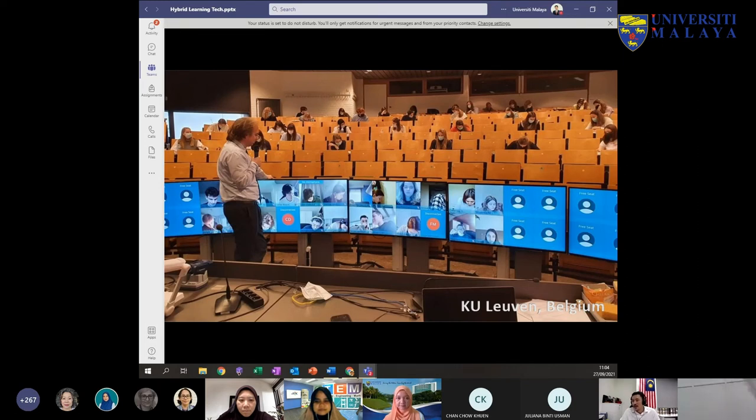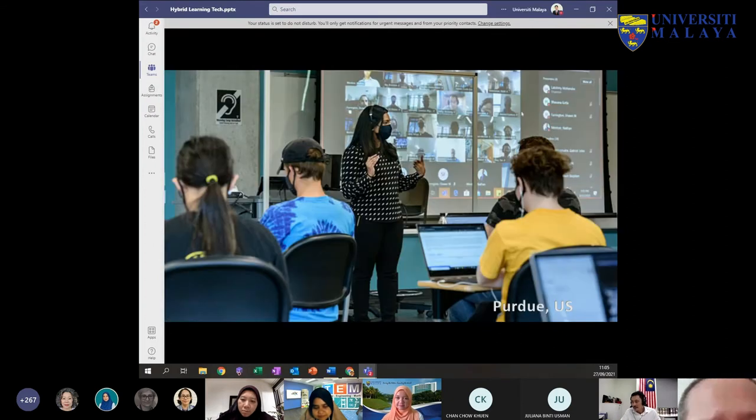So the remote learners are actually at the bottom tier, isn't it? Because if you put the remote learners at the top, too far away from the lecturers, then the lecturers will not be able to see the students, and then they get left behind again. Okay, so this is Purdue University in the US.